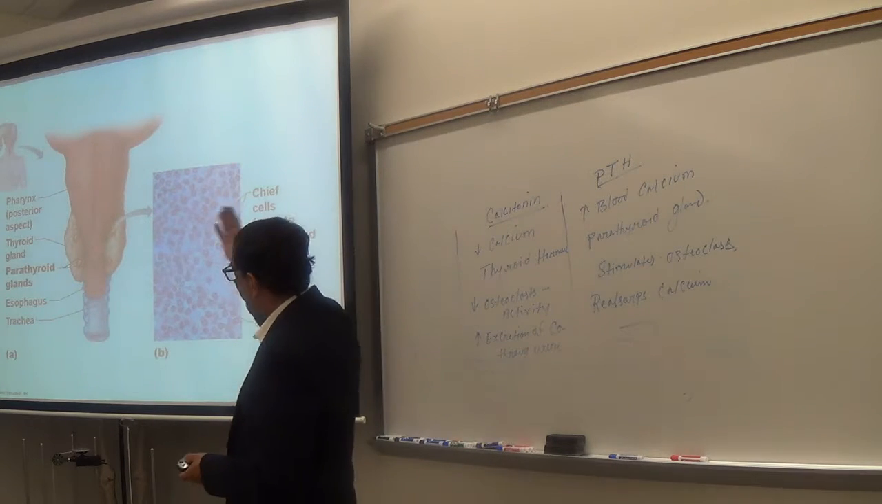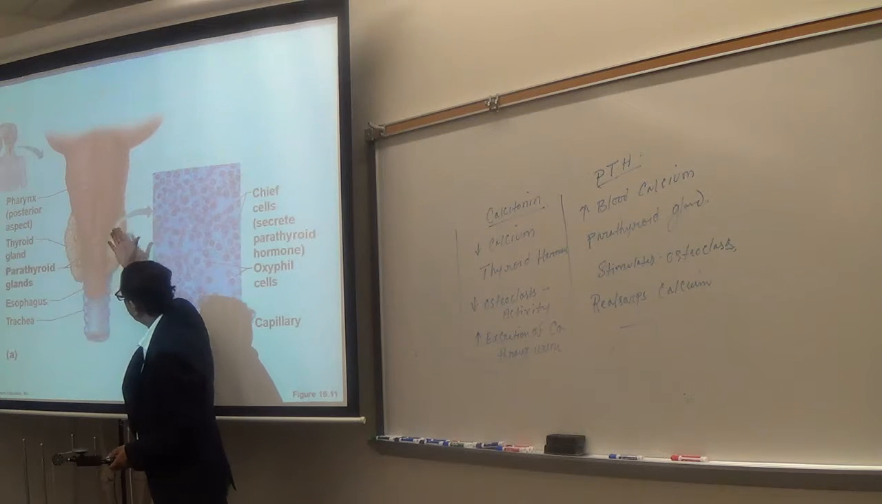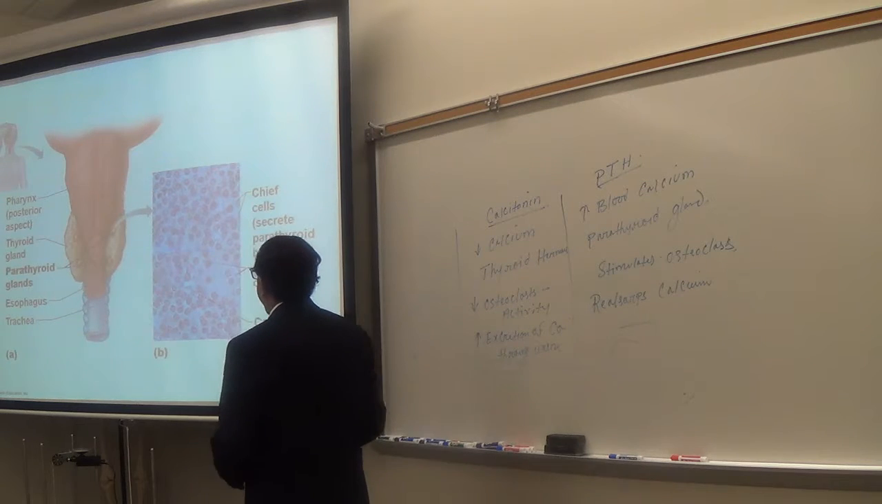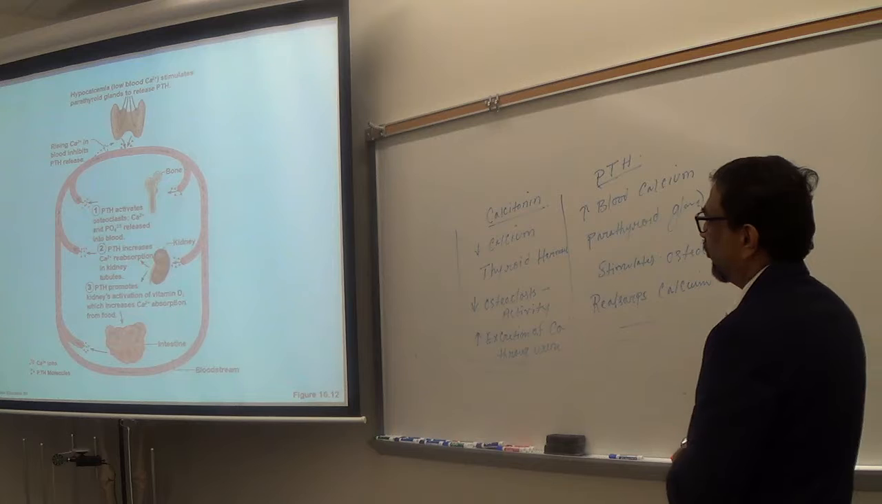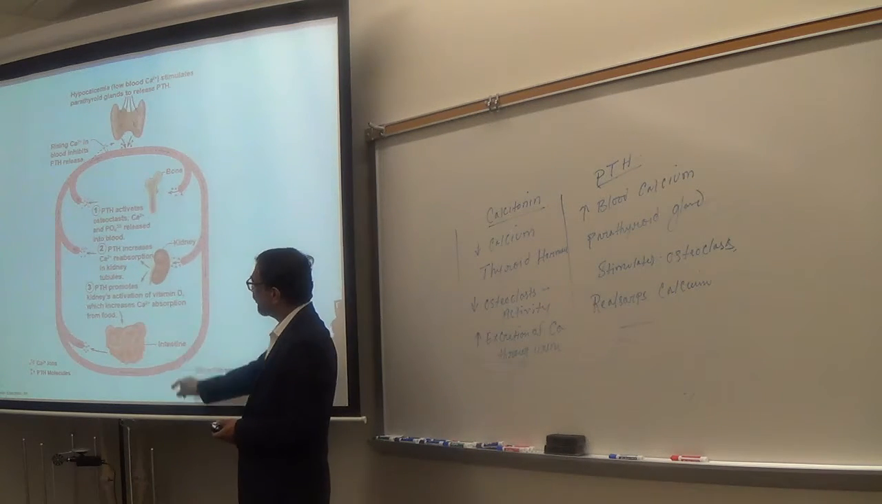So you see, this is the back of the thyroid. These are lateral lobes of thyroid. So you are looking from the back. So these are the parathyroid glands. Okay. Here, what I explained to you, parathyroid hormone works on the bones, kidneys, and intestine.